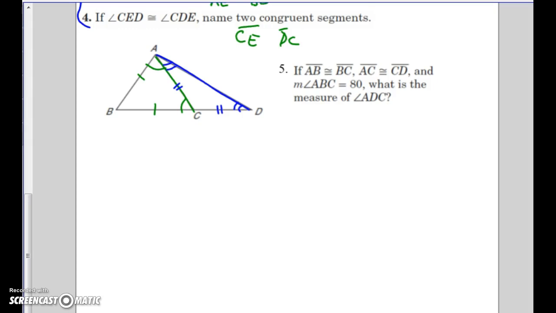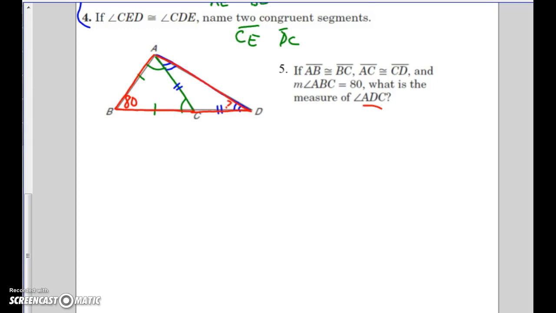Okay? And then it tells me that angle ABC is 80 degrees, and it's asking what is ADC. What is this angle right here? Well, that's way over there. Okay, any ideas of where to start? You have to do that one thing we did yesterday. You have to draw that straight down one.